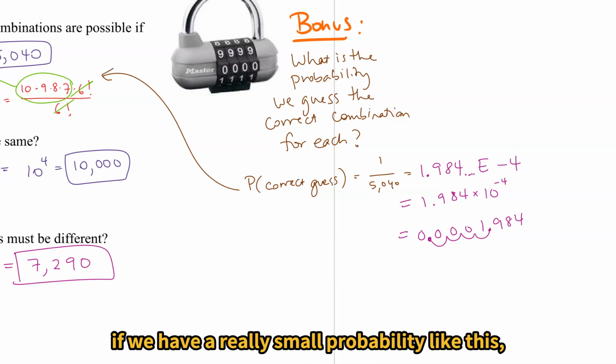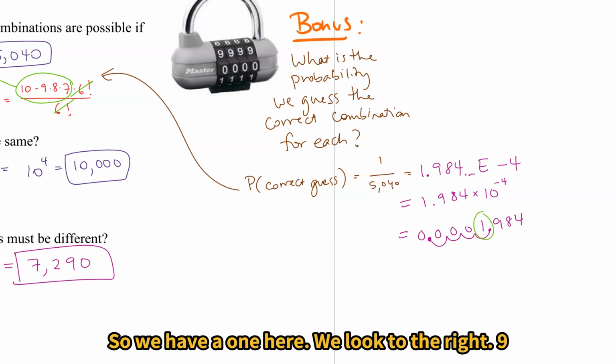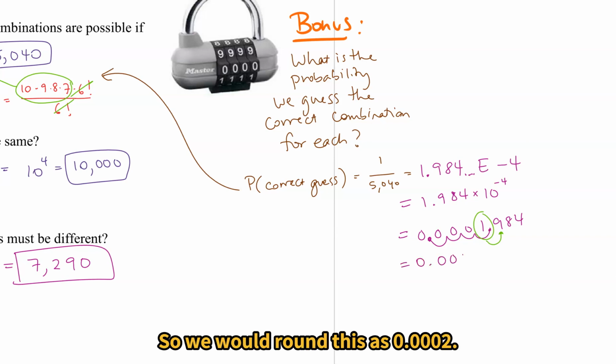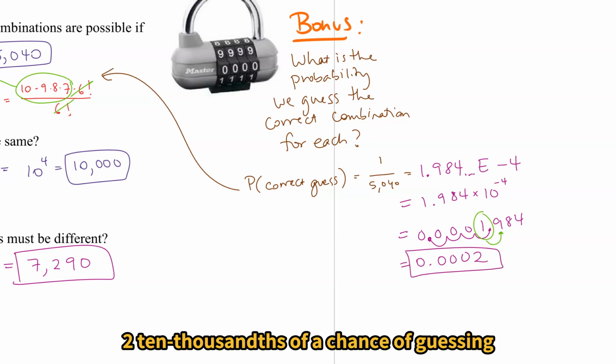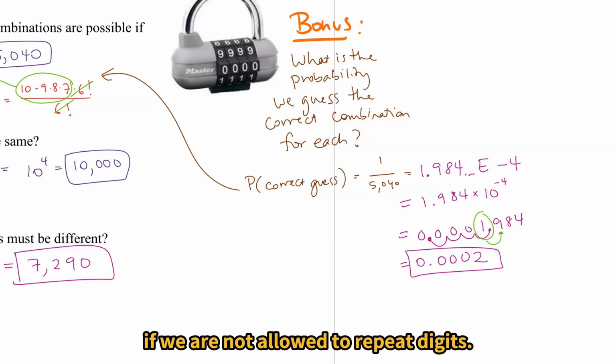Recall, in probability, if we have a really small probability like this, we're going to round to the first non-zero digit. So we have a 1 here, we look to the right, 9 means we're really close to that next number. So we would round this as 0.0002. 2 10,000ths of a chance of guessing the right combination if we are not allowed to repeat digits.